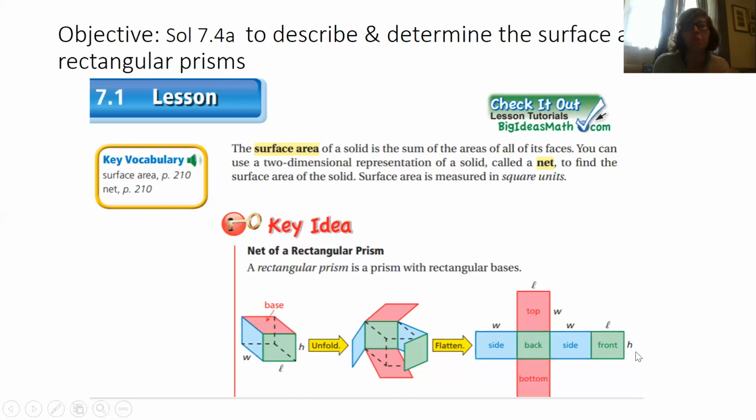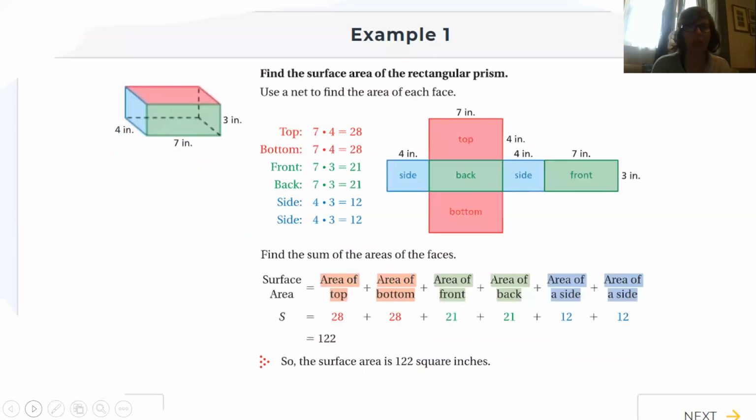So this is one way of looking at the surface area of a solid, which is finding the sum of the areas of all of the faces. This is one way you can do it, but that involves a little bit more math and a little bit more calculation. So we're going to look at it in a little more detail, with an example to show you how this works.